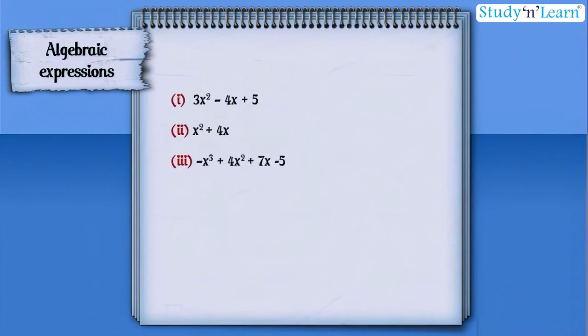Look at these expressions. 1. 3x square minus 4x plus 5. 2. x square plus 4x. 3. Minus x cube plus 4x square plus 7x minus 5. 3x square is the first term. Minus 4x is the second term. And 5 is the third term. So we can say the expression 3x square minus 4x plus 5 has 3 terms. The expression x square plus 4x has 2 terms. And the expression minus x cube plus 4x square plus 7x minus 5 has 1, 2, 3, 4 terms.